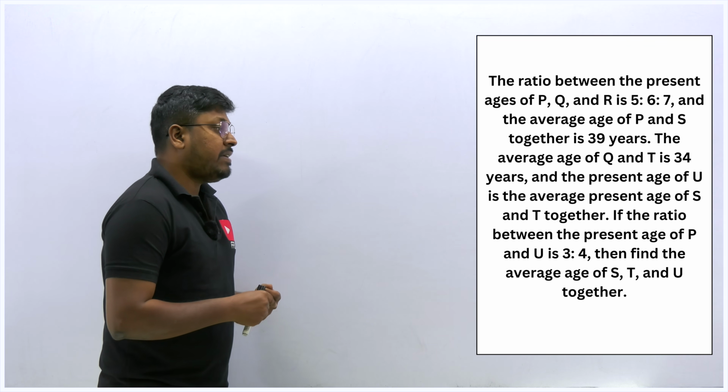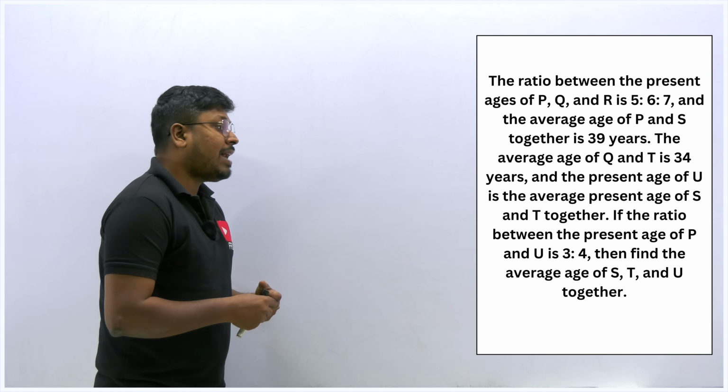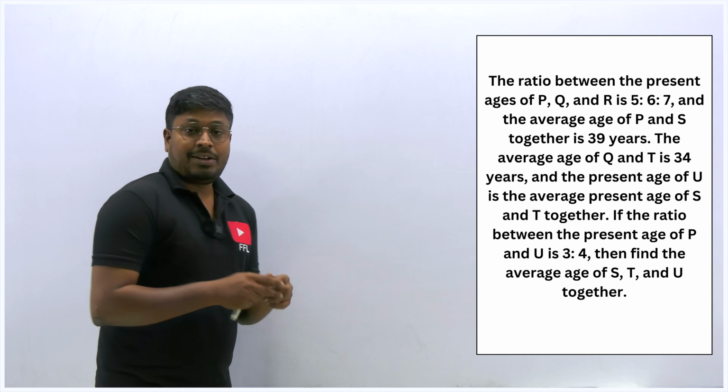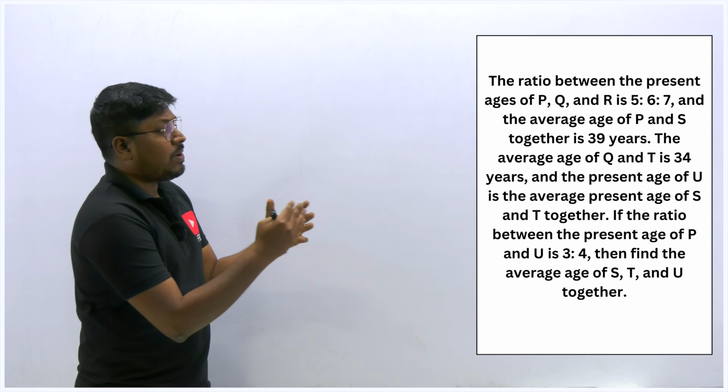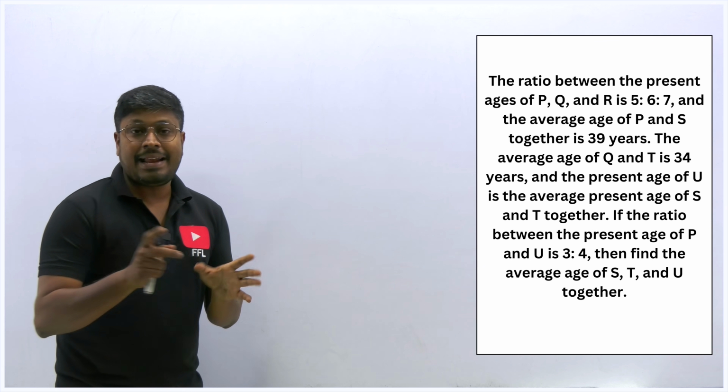If the ratio between the present age of P and U is 3:4, find the average age of S, T, U together. So see here, what is the target? Here everything they're talking about is average and ratio, and none of the values was directly given.